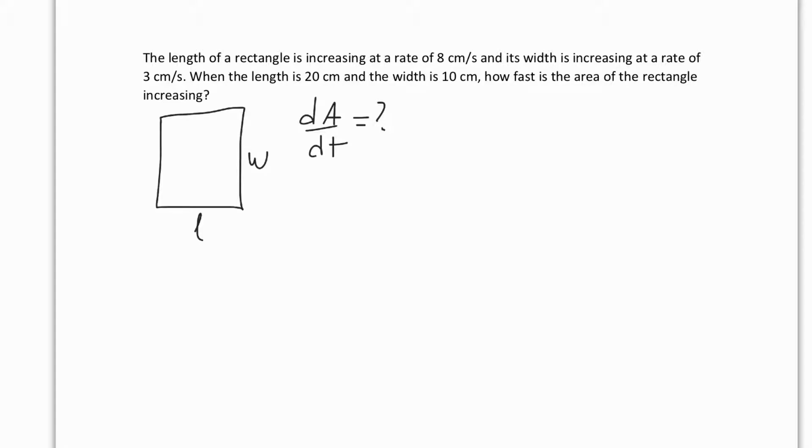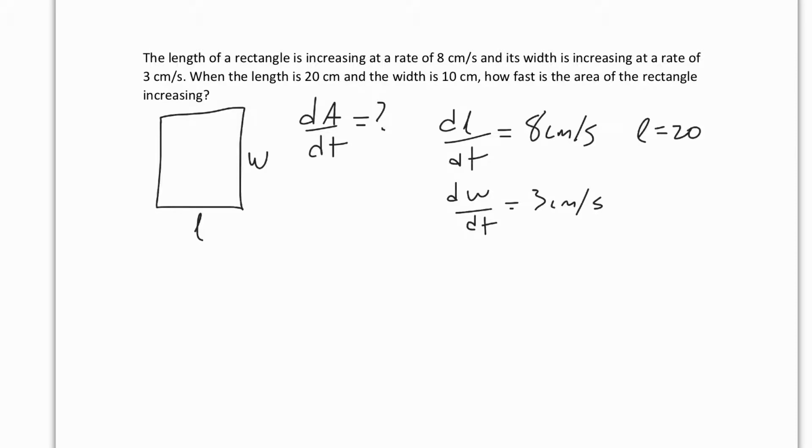Length is increasing, so dL/dt is equal to 8. Width is increasing, dW/dt. We're told that length is going to equal 20, and width is going to equal 10. All right, well, let's set up our equation. The area of a rectangle is equal to length times width. Now, this question's maybe a bit strange because they're giving us two different rates, but that's okay.